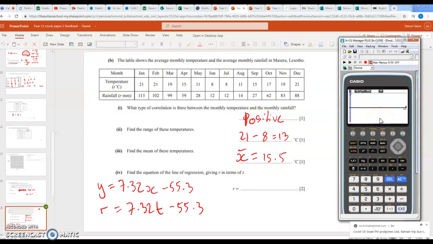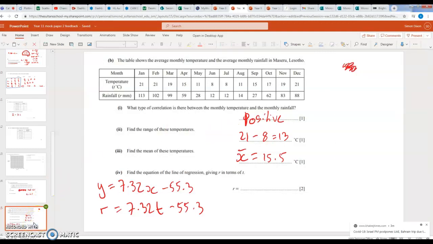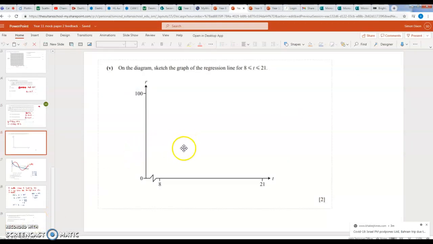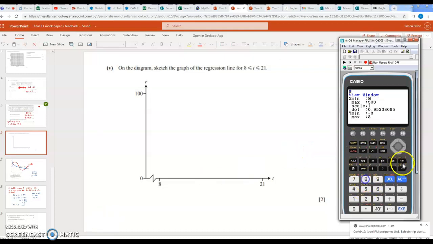And we're going to draw that. Now notice it looks like a crazy line. You can't see anything. It's because you need to change the V window. Okay. Now, just bear with me a second. Here is where we're trying to draw the line. So it's basically saying my x values should go from 8 to 21. And y values should go from 0 to 100. Okay? And now we're going to just draw that.